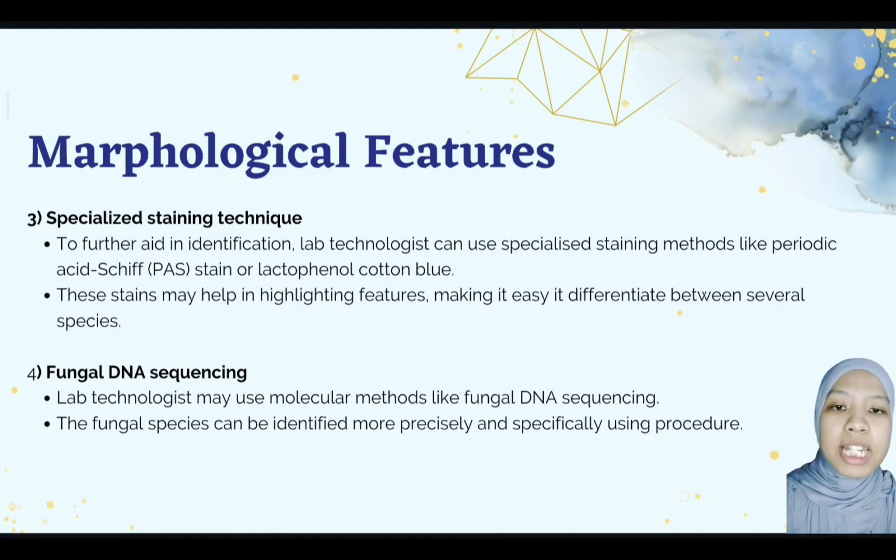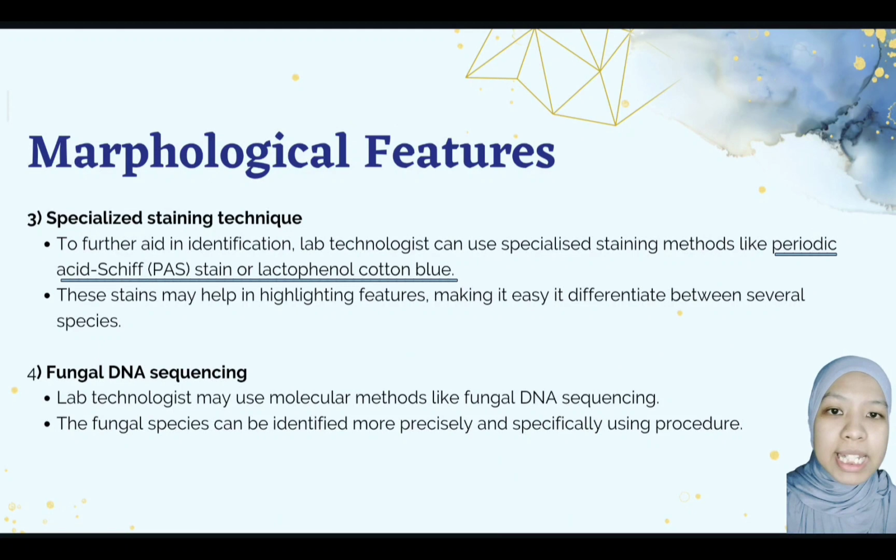Lab technologists can use specialized staining methods like periodic acid-Schiff, known as PAS stain, or lactophenol cotton blue. This stain helps in highlighting features, making it easy to differentiate between several species. Last but not least, fungal DNA sequencing. Lab technologists may use molecular methods like fungal DNA sequencing. The fungal species can be identified more precisely and specifically using this procedure.